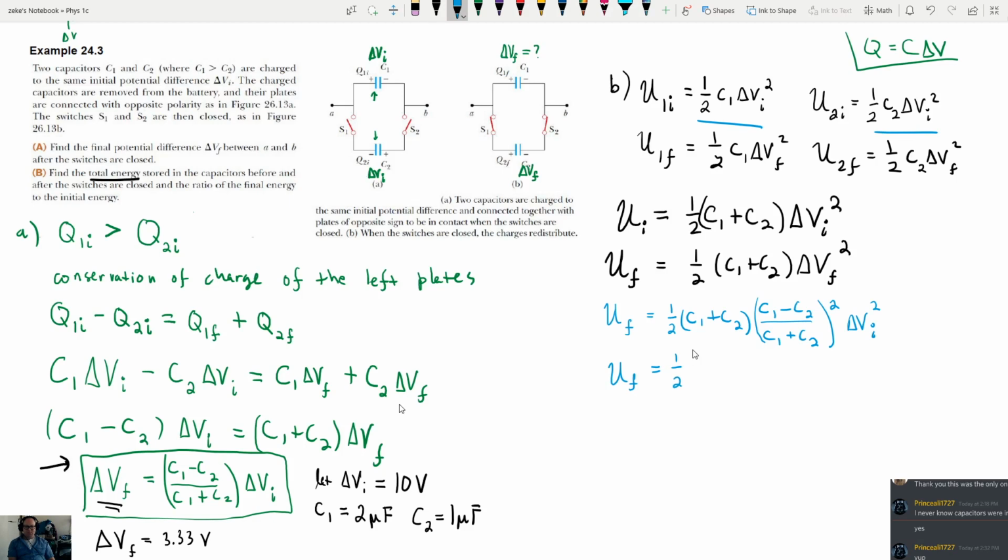Am I doing this right? Doesn't look like I made it. Oh, the ratios were it. Okay. All right, never mind. I'm thinking too many steps ahead.